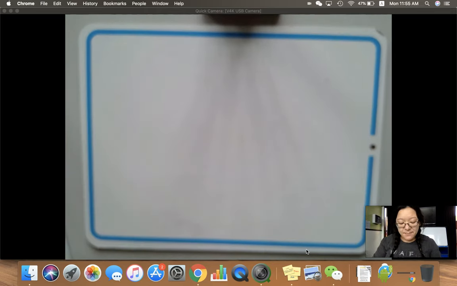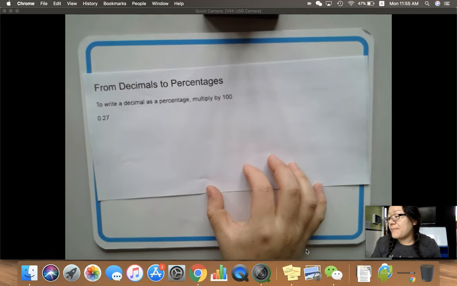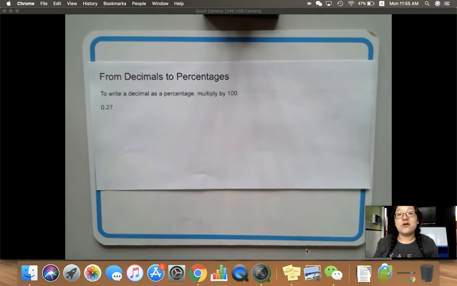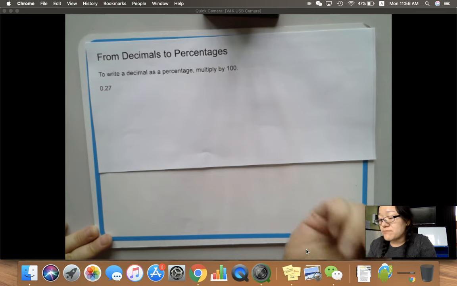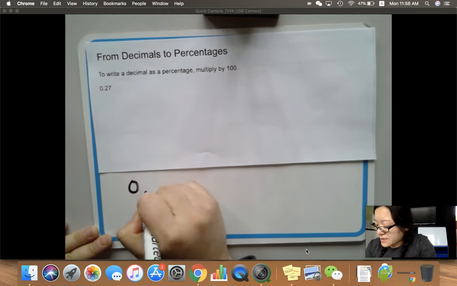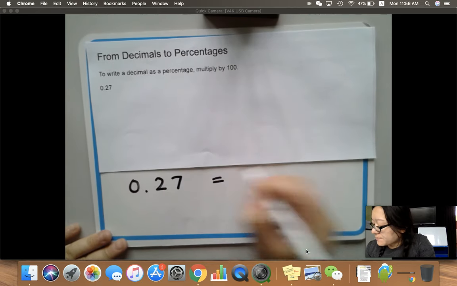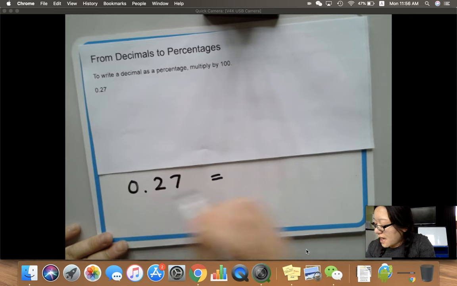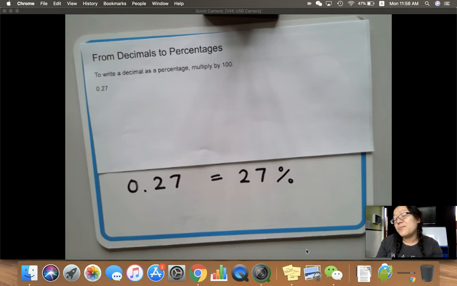So today we are basically practicing converting between decimals, percentages, and fractions with numbers that are a little bit more complex than a half or a quarter or 1 out of 5. If you are converting from decimals to percentages, to write a decimal as a percentage, you just multiply it by 100. So 0.27, how do you write that as a percentage? It's pretty easy. 0.27 times 100 is 27. And that's it. 0.27 is the same as 27%.